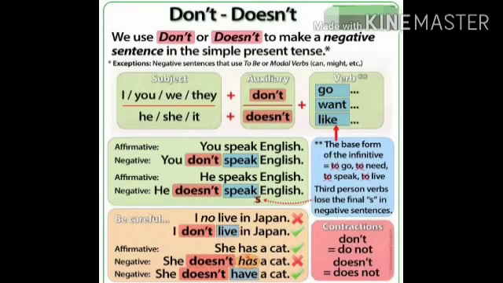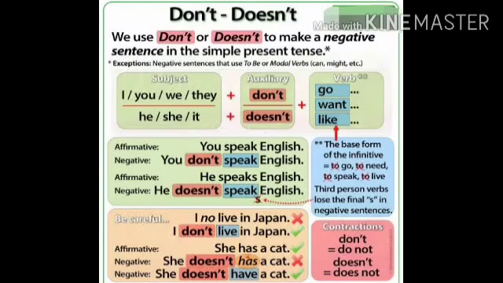Use of don't and doesn't as negatives. We use don't or doesn't to make negative sentences in the simple present tense. There is an exception with negative sentences that use to be or modal verbs, can, might and so on. Let us look at the structure: subject plus do or does plus not plus verb. With the subjects I, you, we, they we use don't, and with he, she, it we use doesn't, and the verb here must be the base form of the infinitive.